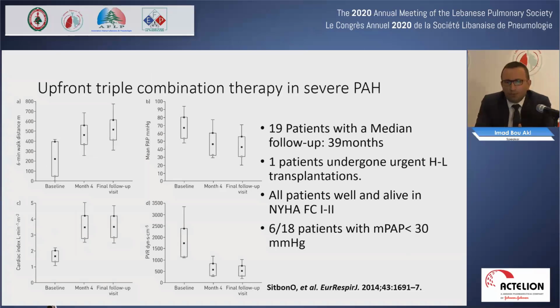And they followed them over time. And you can see that they had an improvement over the next 6 months. In the 6-minute walk, they had improvement in the mean pulmonary arterial pressure. Impressive, even if without a comparative arm.